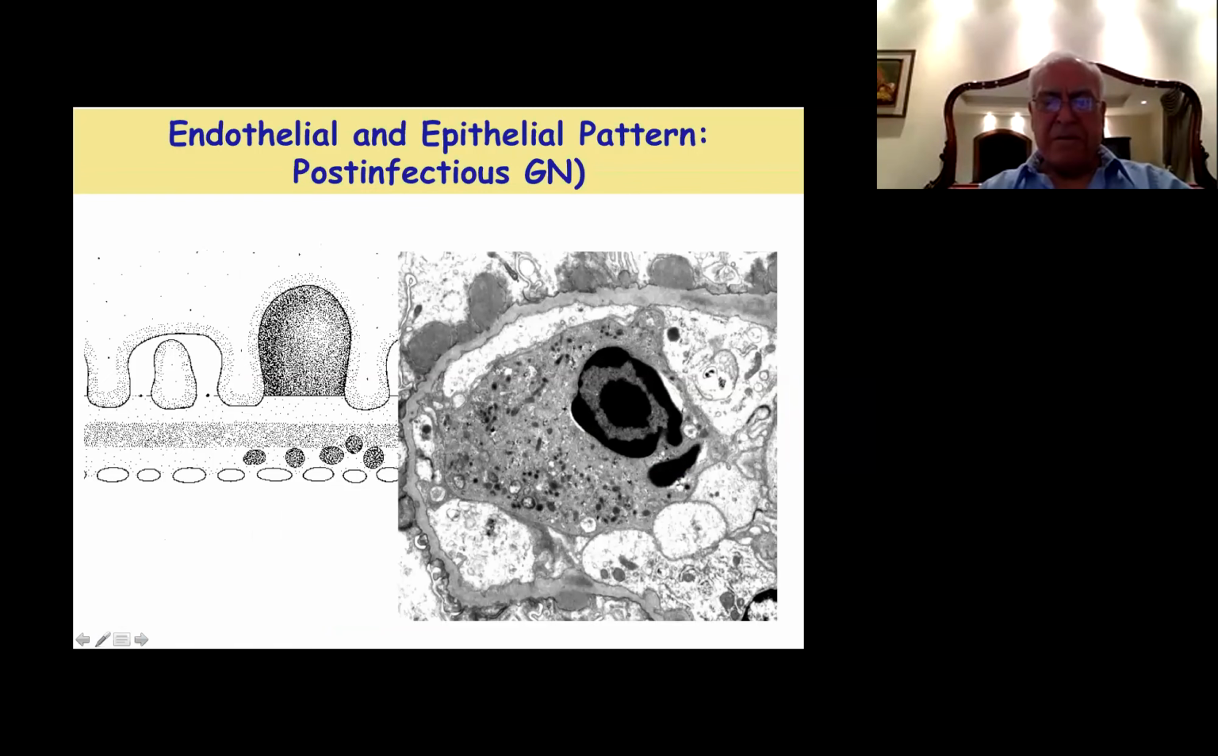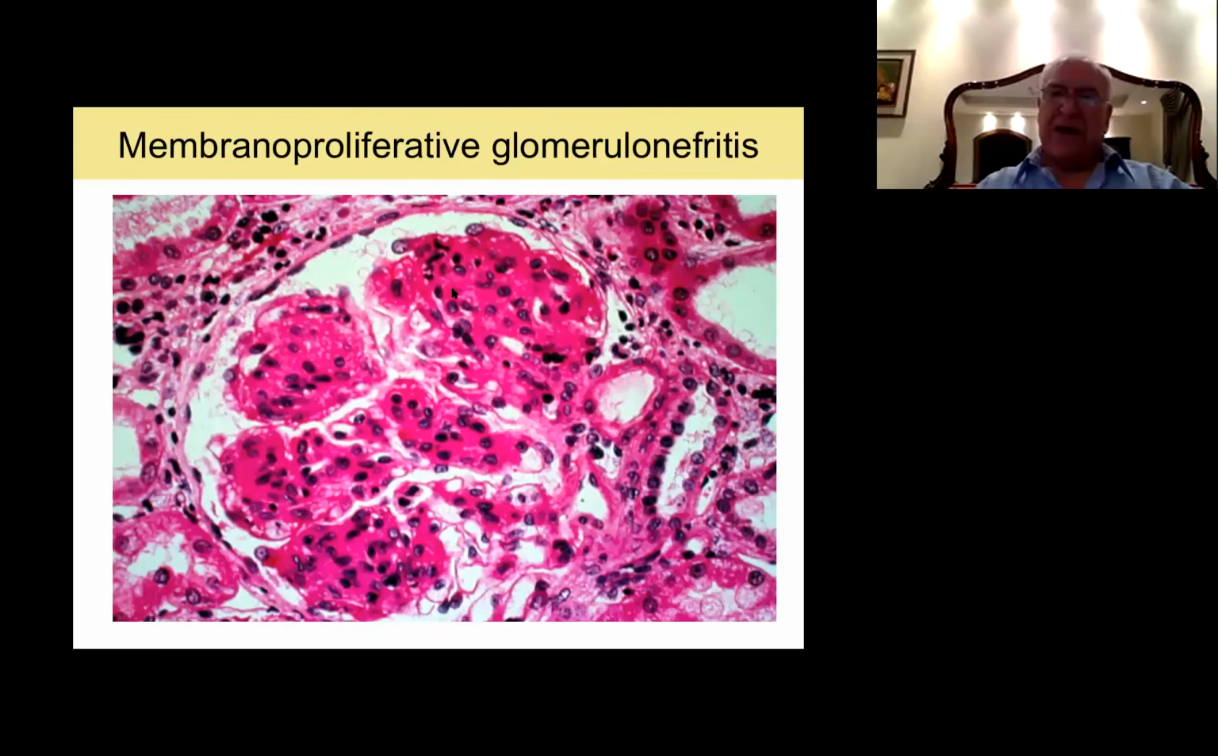Another pattern of injury you see here, classical, what we call the lobular pattern of injury. If you see this, that's basically membranoproliferative. You have the mesangium with the good inflammation, and you have the membranes thickened. So it's membranoproliferative or mesangiocapillary.